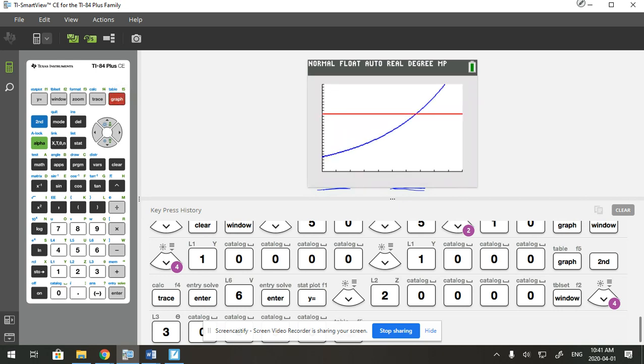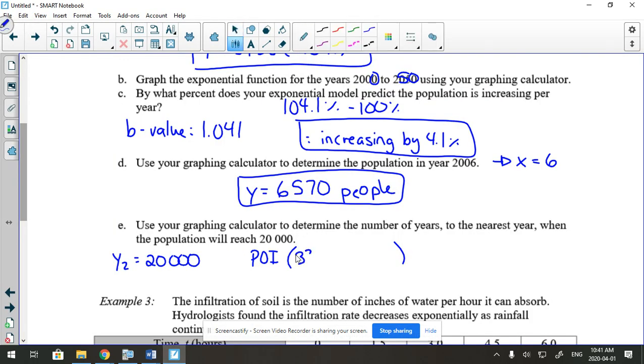And then graph. There you can see your point of intersection. So we're going to go second calc, down to intersect, enter, enter, enter, make a good guess. Enter, and you can see your point of intersection there, 33.598, etc. And then your X value is always your solution. It says to the nearest year, so I'm going to round that to 34 years. So after 34 years, I should expect the population to get close to 20,000.